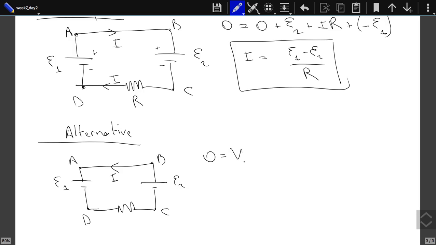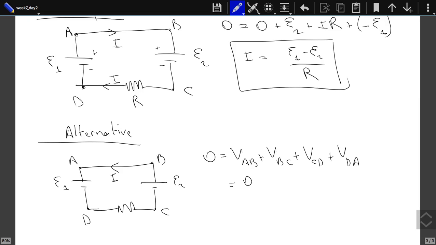0 should be equal to VAB plus VBC plus VCD plus VDA. What is the potential drop as we go from A to B? From A to B, what is the potential drop? 0. There is no resistance. The potential difference across a resistor is just the current times the resistance. If there is no resistance, there is no potential difference.